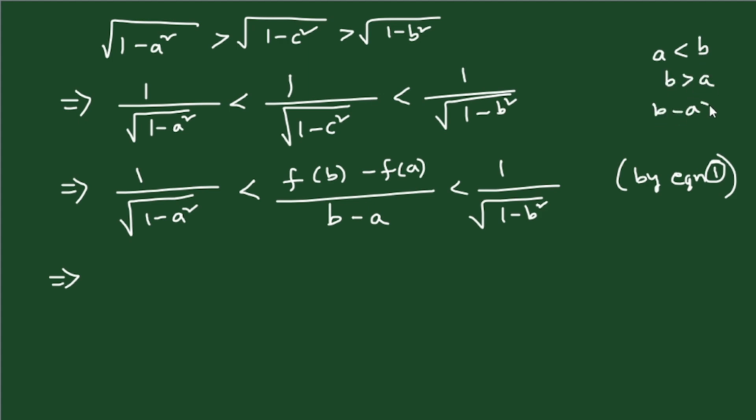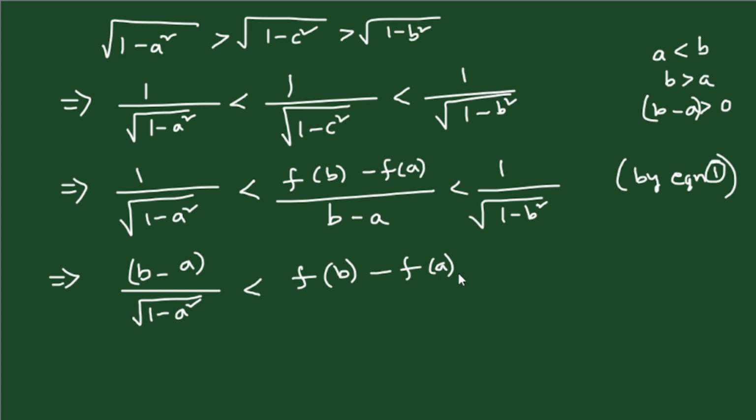And b minus a is the positive quantity. Because b minus a is positive, even though you multiply everything by b minus a, the inequality won't change. Still it remains as less than. So the middle term becomes f(b) minus f(a) because b minus a gets cancelled when you multiply everything by b minus a. So here also you'll get (b minus a) by square root of 1 minus b square.